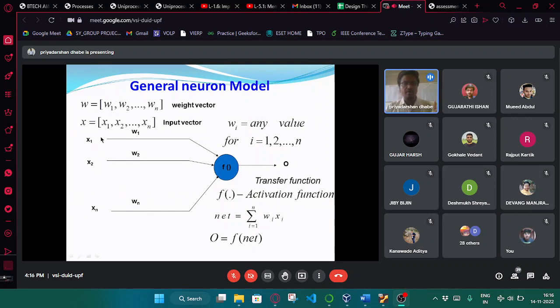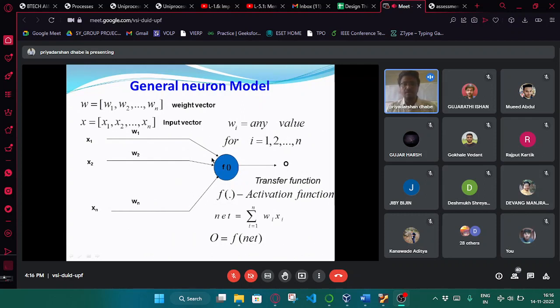After providing the input, and by utilizing weights, a neuron will calculate its internal activity level, called the net input. So net is the summation over i equal to 1 to n of wi xi. This is the weighted summation of input: X1 multiplied by W1 plus X2 multiplied by W2 plus X3 multiplied by W3 plus so on up to Xn multiplied by Wn. This is called the weighted summation, and it is considered as the net input, or internal activity level, of a neuron.